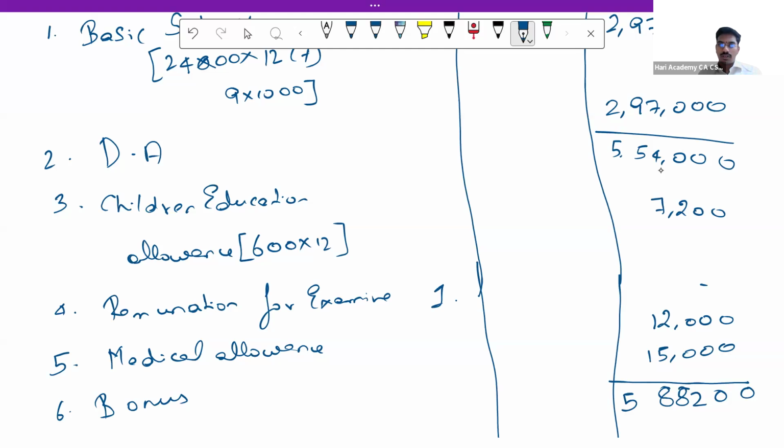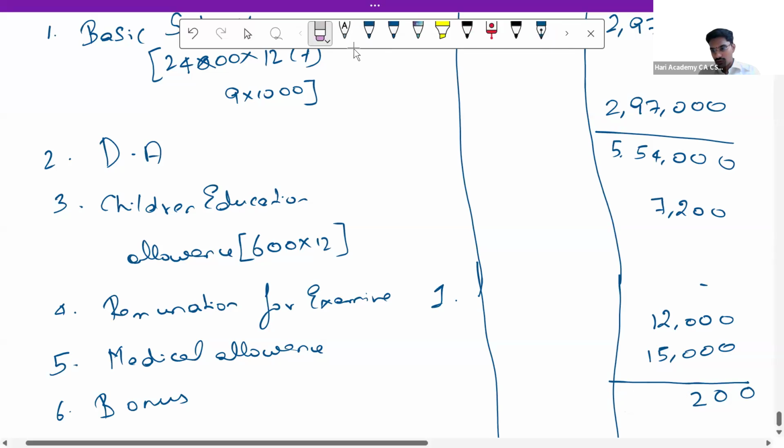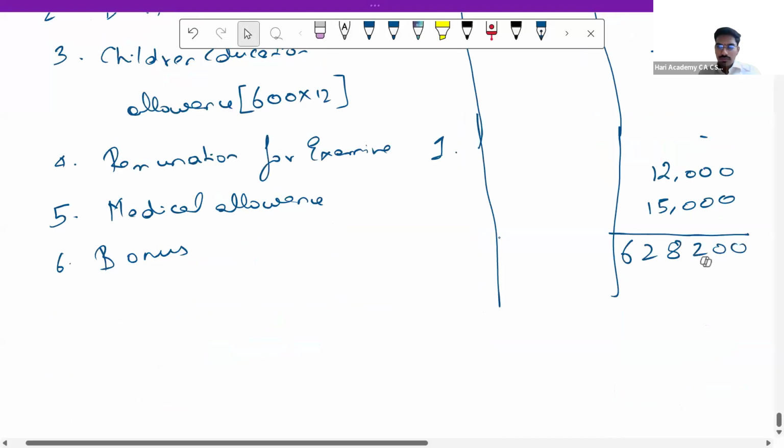My total amount is wrong. Just a minute. I'm just changing the total alone. Where is the eraser? The amount is 628,200. Hope this amount is right. This is the total. Yeah, 628,200. Okay. So this is the value we have to consider.